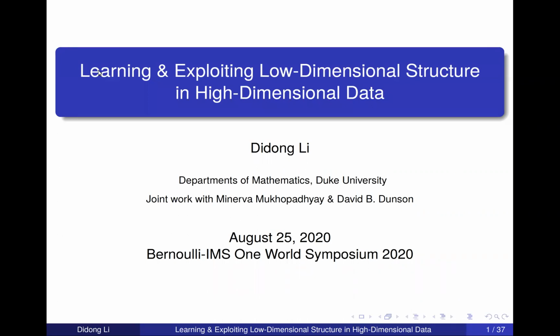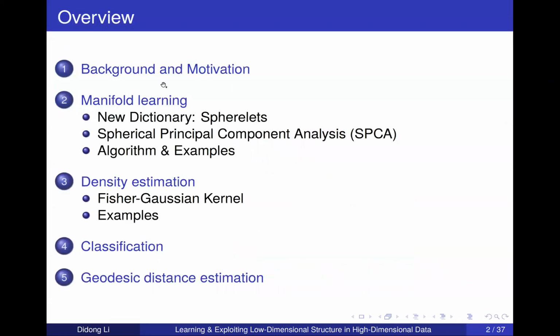Today I'm going to talk about learning and exploiting low-dimensional structure in high-dimensional data. The main focus of my talk is manifold learning, where we propose a new dictionary called the Spherelets as a nonlinear local dictionary to learn the manifold. Then we propose spherical PCA as a spherical analog of PCA to locally fit the manifold by a sphere. And motivated by the idea of Spherelets, I will talk about multiple applications, including density estimation, classification, and geodesic distance estimation.